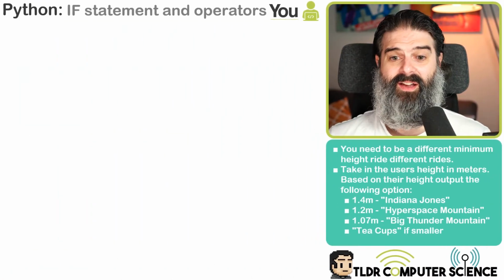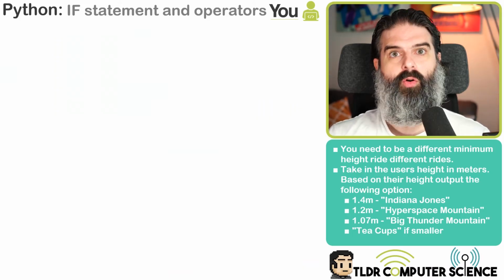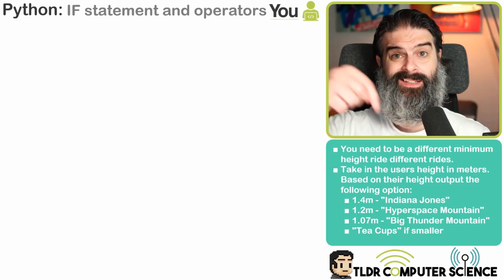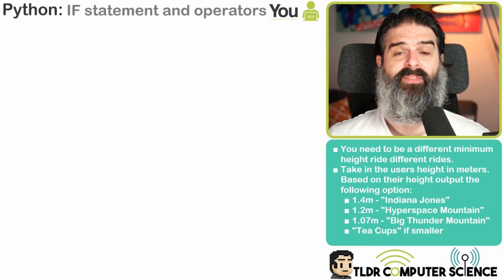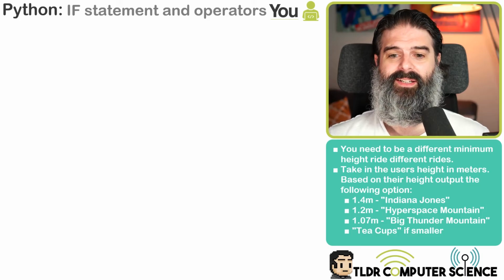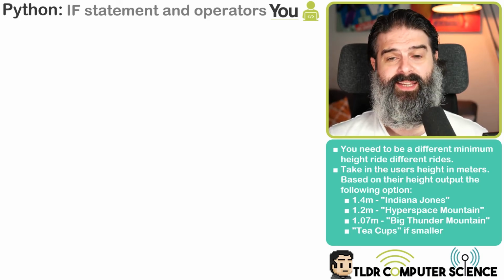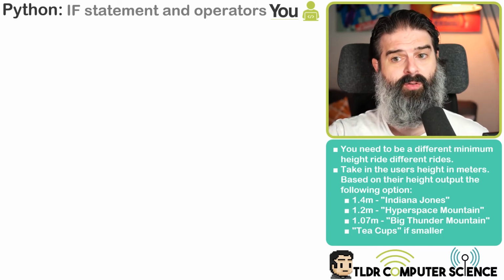Okay. We're now getting to the opportunity to do a U section. So it's your opportunity to demonstrate some of the learning you've just done. Underneath, you can see the thing you need to achieve. It says you need to be a different minimum height to ride rides at Disneyland Paris. You need to take in the user's height in meters. So think, is that going to be taking it as a string or as an int or a float?